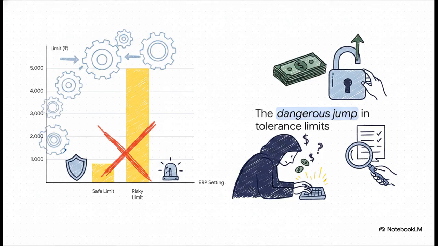And you can guess what happens next. Suddenly, corrupt vendors realize they can quietly overcharge the company by 4,999 rupees on every single bill. The system will just automatically pay it without throwing up a single warning. And guys, that is exactly why auditors strictly test ERP configurations, just to ensure these limits are locked down tight.